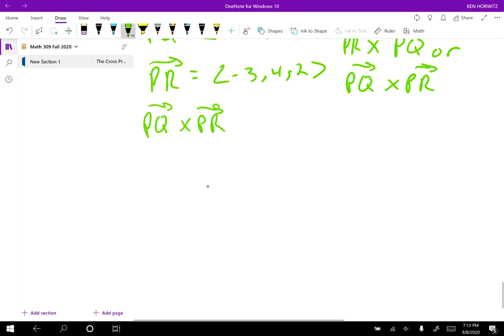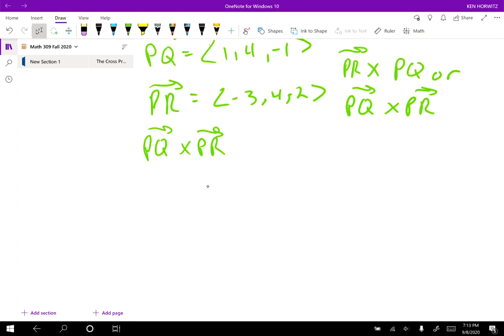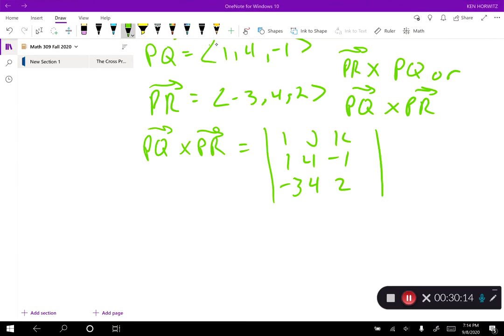It's not a problem. All right, so we're going to start by making our 3 by 3 matrix. So I have i, j, and k, then 1, 4, negative 1, and negative 3, 4, and 2. And next, we're going to break this down into our smaller determinants. So why don't you pause the video, do that, and I'll give you the answer on the back end.